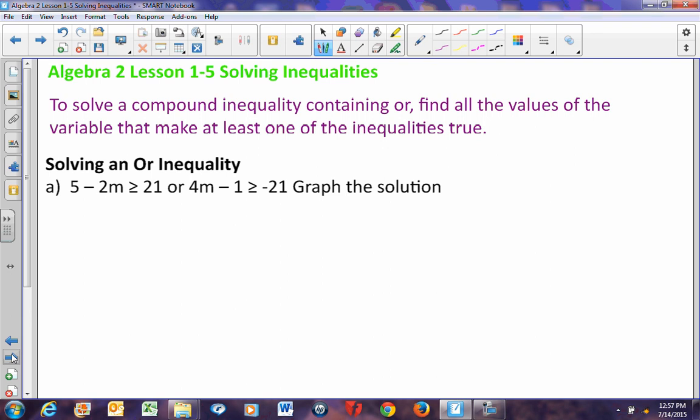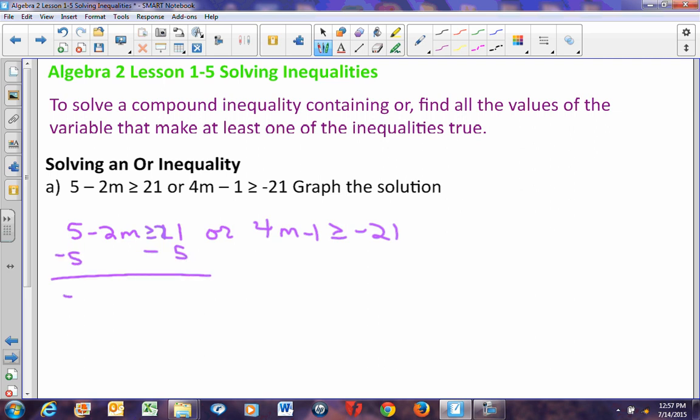5 minus 2m is greater than or equal to 21, or 4m minus 1 is greater than or equal to negative 21. You can't combine OR equations. They're ORs. They're always going to be ORs. So if I have 5 minus 2m is greater than or equal to 21, or 4m minus 1 is greater than or equal to negative 21, I'm going to subtract 5. Negative 2m is greater than or equal to 21 minus 5, which is 16.